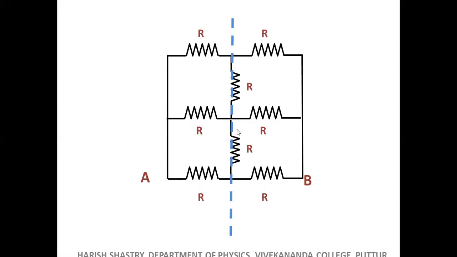And you know that in the perpendicular mirror, imagine the Wheatstone's network like this. In a perpendicular mirror, all the points lying on the mirror are at the same potential. That means this point and this point are at the same potential. No current flows through these resistors, like a Wheatstone's bridge. But this is not a Wheatstone's bridge, remember.